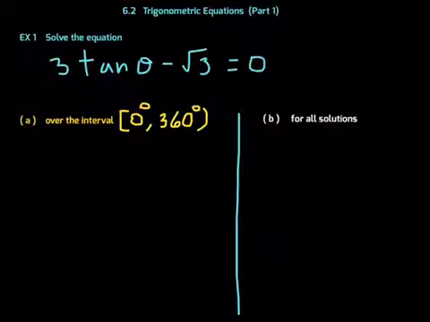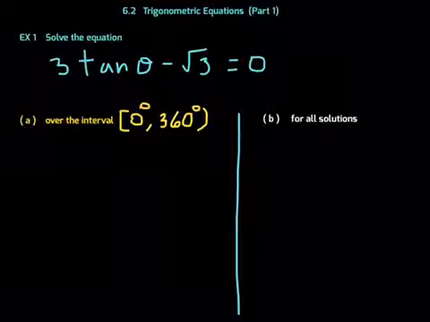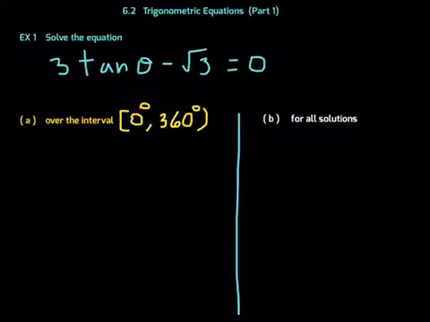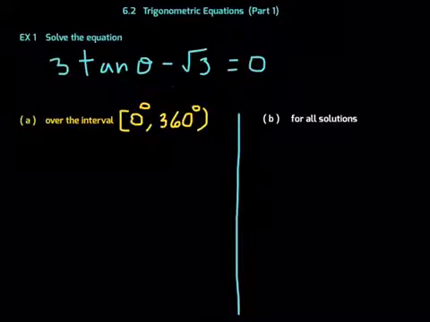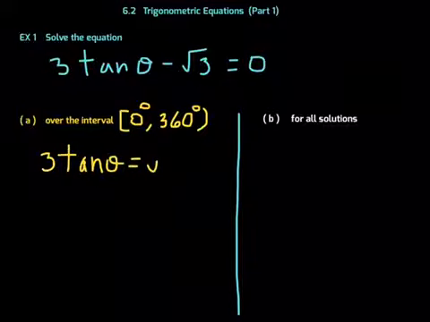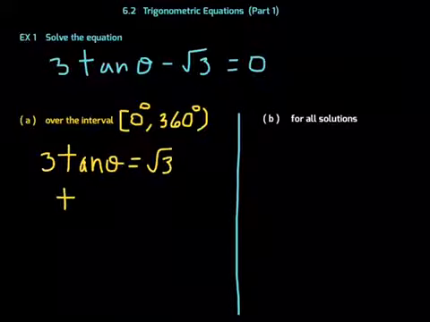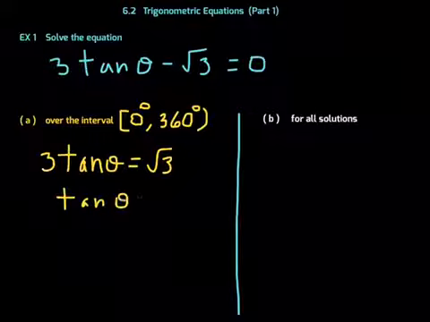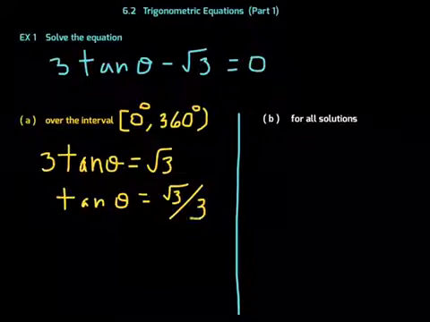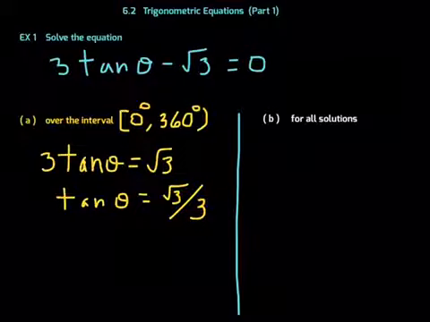Just like your studies in algebra, whenever you're trying to solve for an unknown, you want to isolate the unknown. So the first thing I'm going to have us do is add root 3 to both sides, all right? So when you do that, you'll have 3 times tangent of theta is equal to positive root 3, and then divide both sides by 3, and you have tangent of some angle theta is equal to positive root 3 over 3.